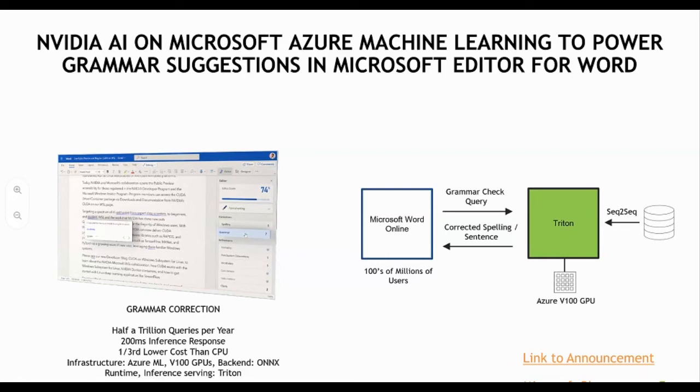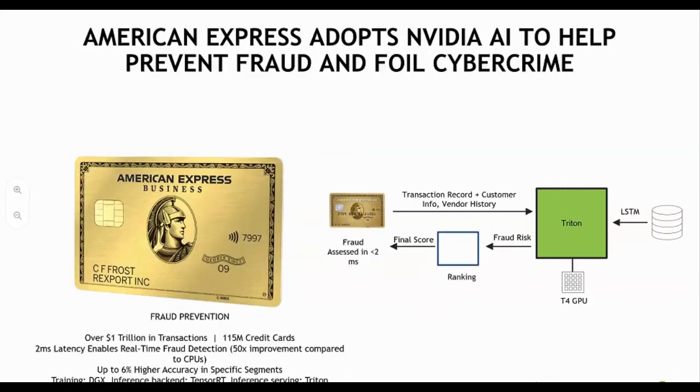And for use cases like grammar correction that you see on Microsoft 360, these capabilities are being used for grammar correction. And again, it leverages the Triton inference server for doing all of this. The second example is American Express.